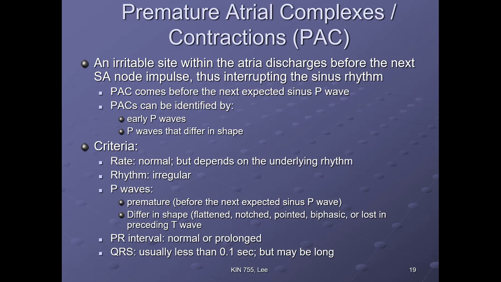So as far as criteria, the rate is normal, but for this specific beat, remember it's going to come early. And so we're talking generally about one beat here. It could be a few of these in a row, but oftentimes it's just going to be one. So the P waves are premature and they also differ in shape. Those are the big thing. Everything else is pretty consistent.